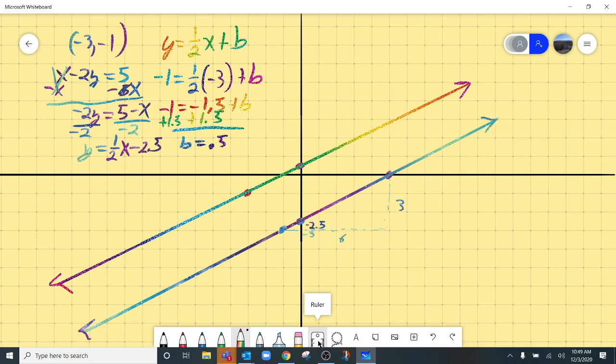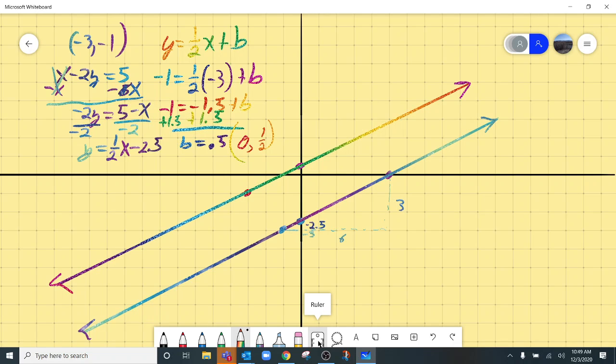But what I really want you to do is be able to see how to graph these. All you need to graph a straight line is 2 points, and we're given 1 point, -3, -1, and then we can figure out the other one. We figured out the y-intercept, which was 0, positive 1/2, right?